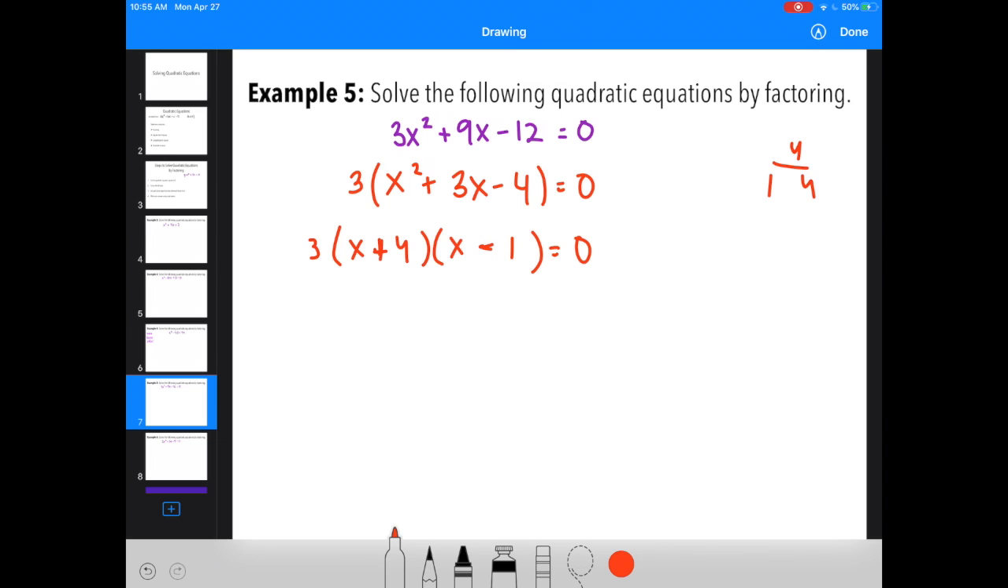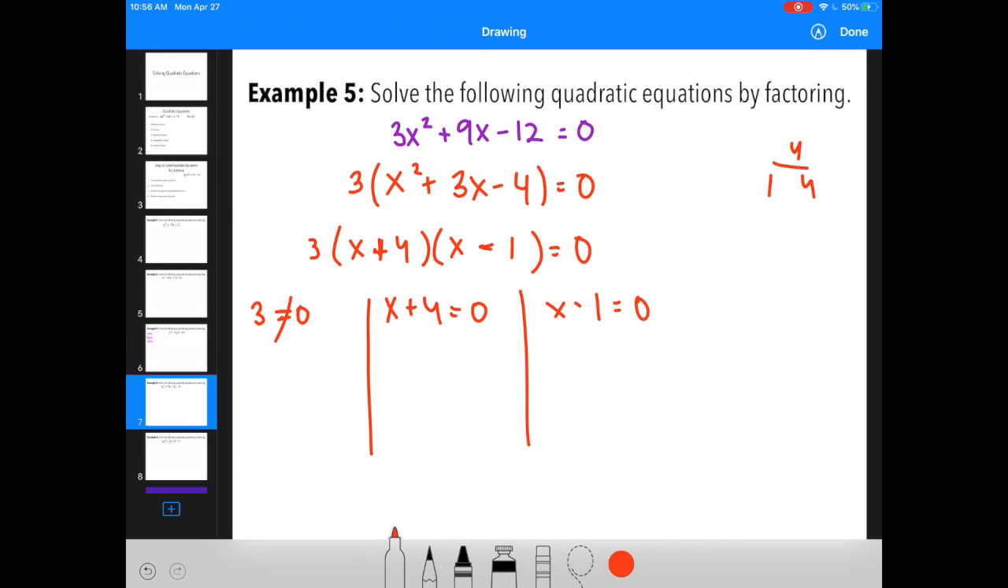Okay. What's my next step when solving quadratic equations by factoring? Well, it's to break apart those parentheses. Okay, but we have a 3 in front, so what's going to happen? You'll also set that equal to 0. So I would have 3 equal to 0. I would have x plus 4 equal to 0. And x minus 1 equal to 0.